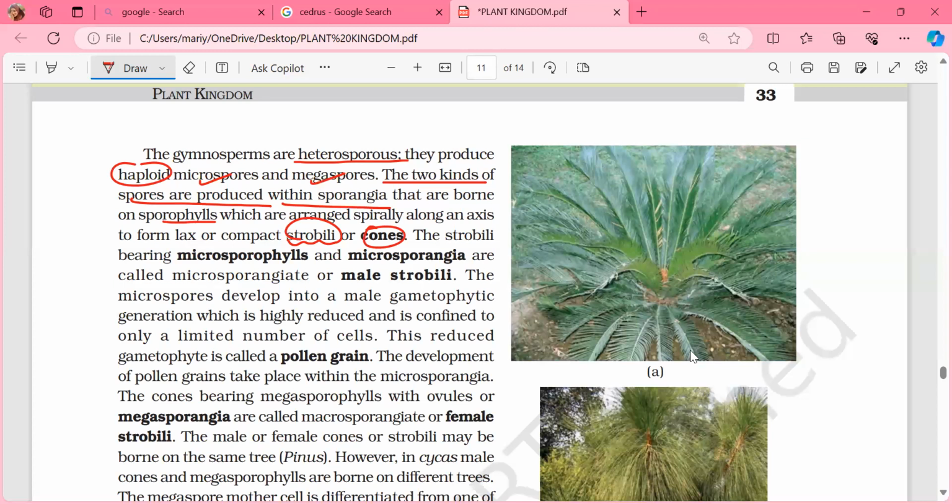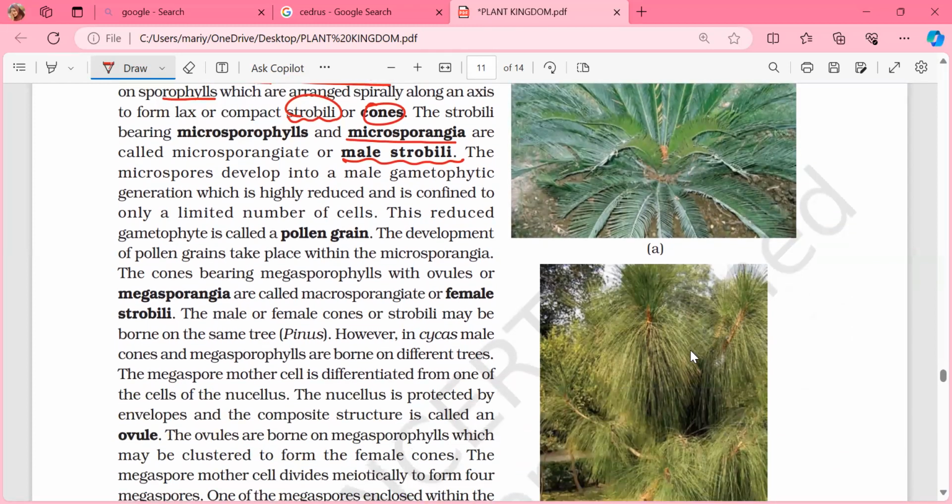Okay. Now, the strobili which bear the microsporophylls, meaning they have microspores present, or they have microsporangia, are known as the male strobili. Same way, the female strobili will be there. Now, the microspores develop into a male gametophytic generation to form the pollen grain. So here in the case of gymnosperms, finally pollen grains are being formed. Now, the cones bearing the megasporophylls with ovules or megasporangia will be the female strobili. Both of them will be there.